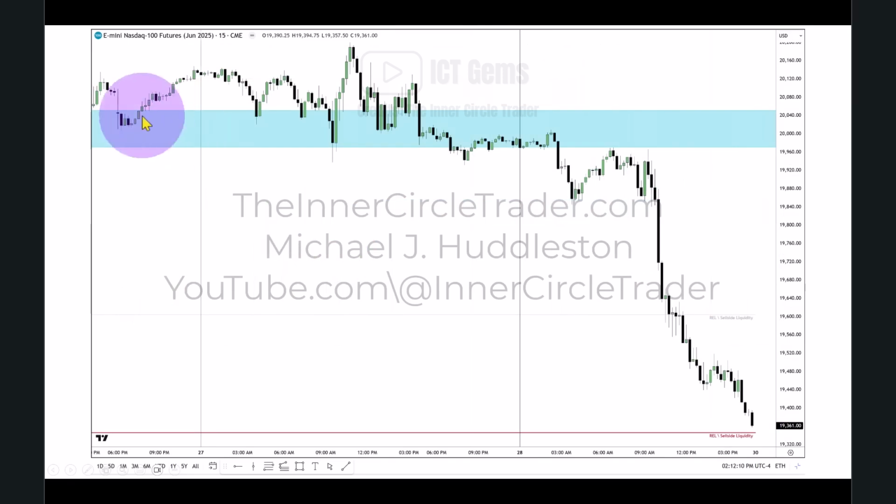15-minute time frame. Here's that blue volume imbalance. And now because we went below it and we're bearish and we're aiming for this low down here and that original relative equal lows on the daily chart, we're going to divide that range up here in quadrants. And now it's going to act as an inversion fair value gap.